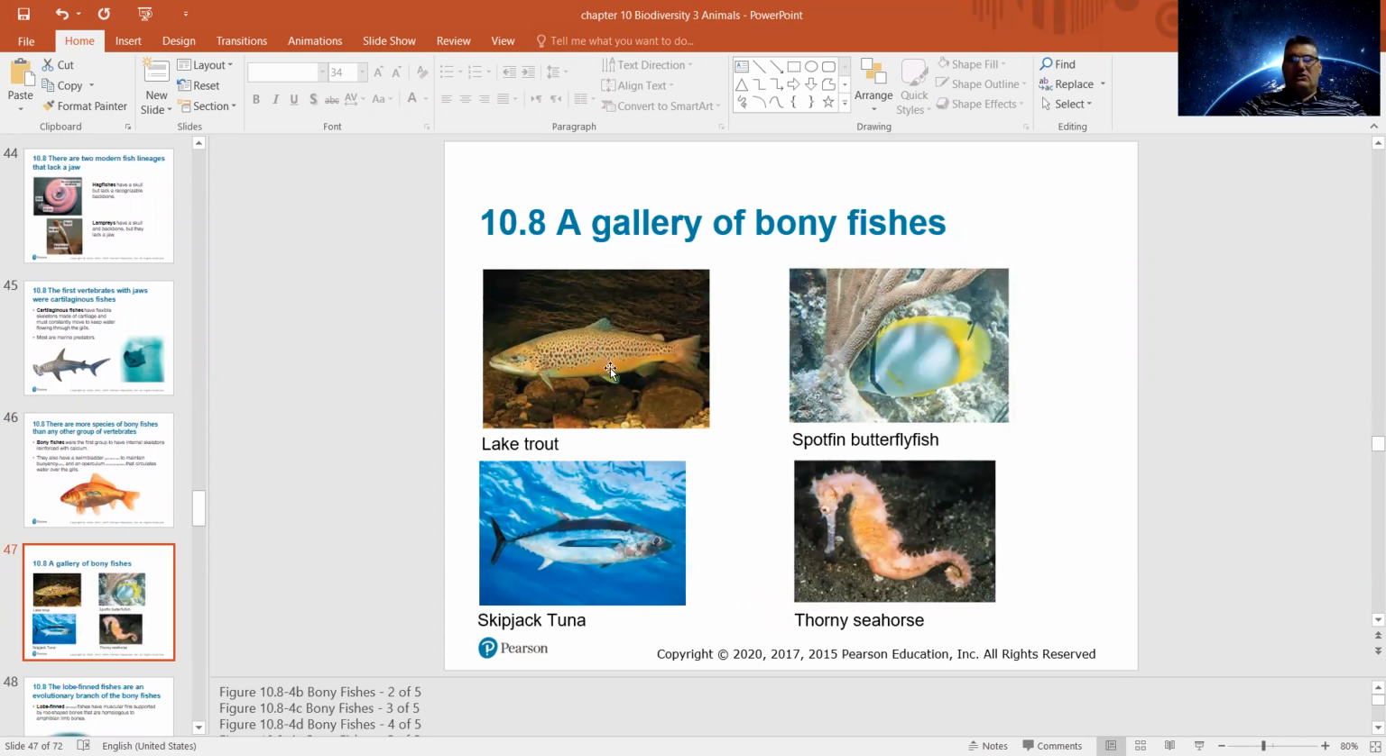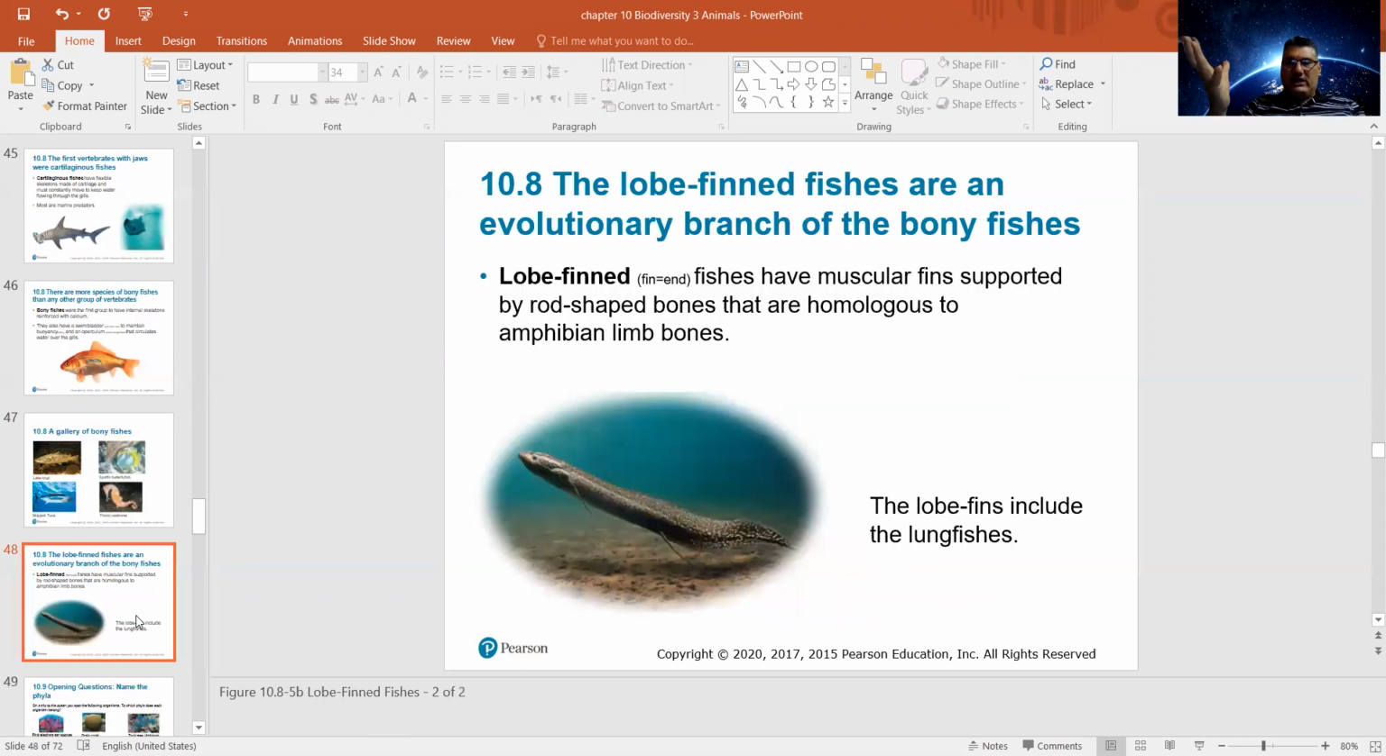And here are different examples. These are just examples, not the whole thing. Like the lake trout, the butterfly fish, the tuna, the seahorse. All of these are different types of bony fishes that share the characteristic of having a bony endoskeleton.